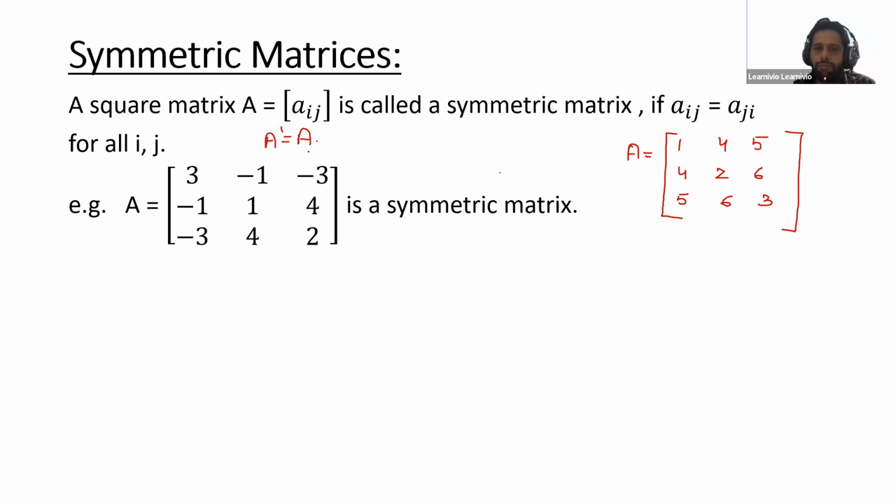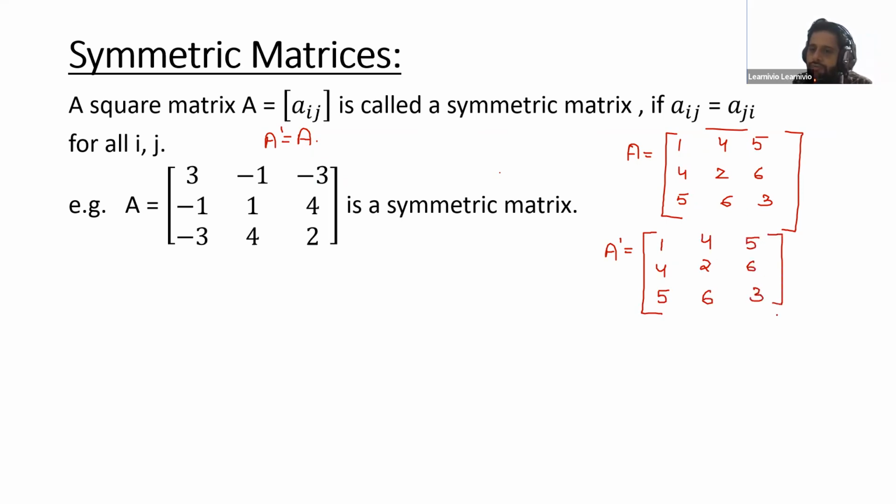Okay, so please remember this. A square matrix is said to be symmetric if A transpose is equal to A. So if we are finding the transpose of a matrix and we are again getting the same matrix, then we will say that matrix is a symmetric matrix. For example, in this matrix, if we find A transpose, then we will get what? This is the first row, now this becomes first column, 1, 4, 5. This is second row, this became the second column, 4, 2, 6. This third row becomes the third column, 5, 6, 3.